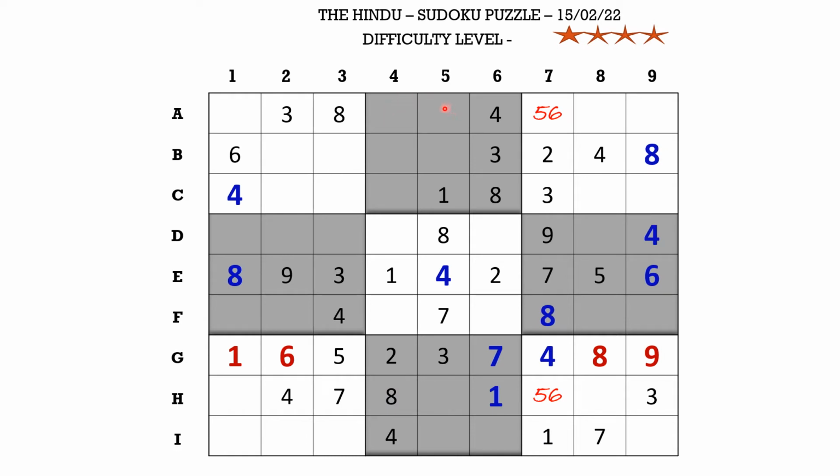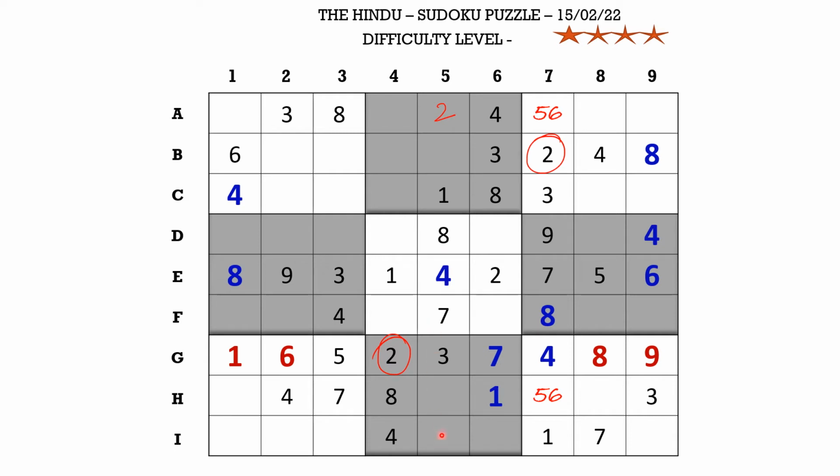Let's try to fill 5th column. In 5th column, there is a 2 here which blocks these two cells of 5th column. So 2 has to go in one of these two cells. We know that 2 is here. So A5 takes 2.